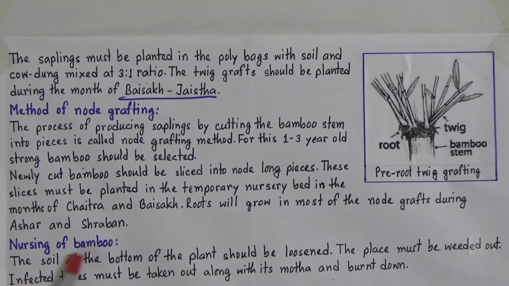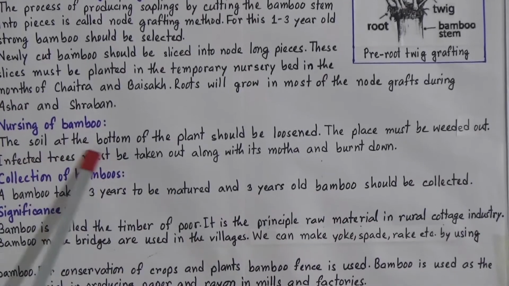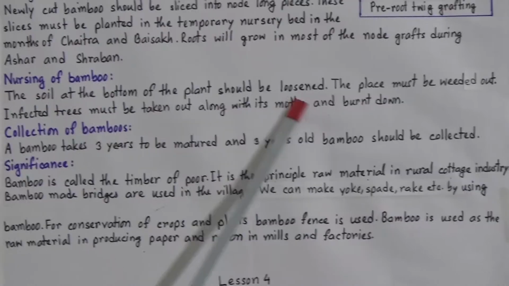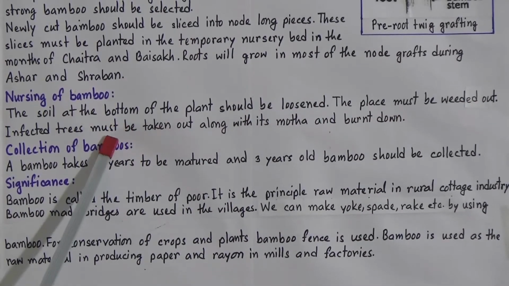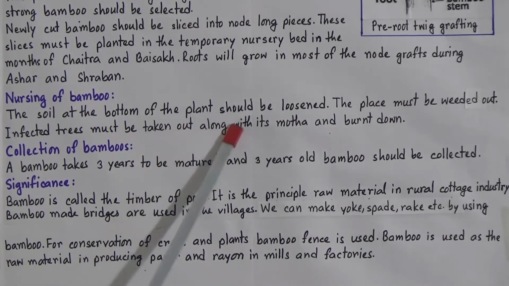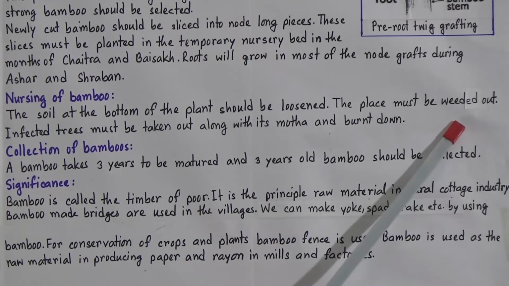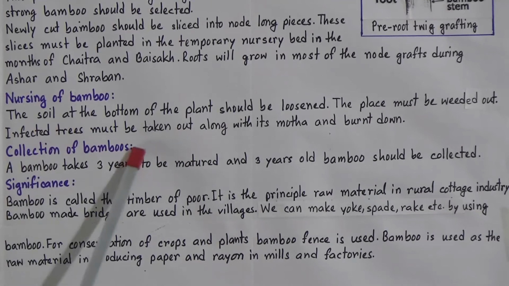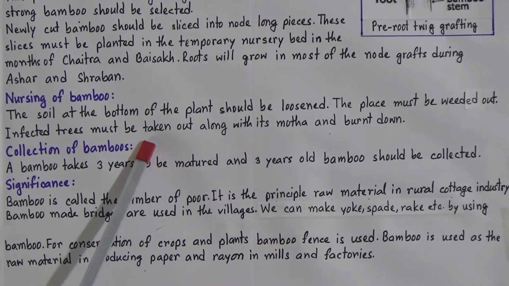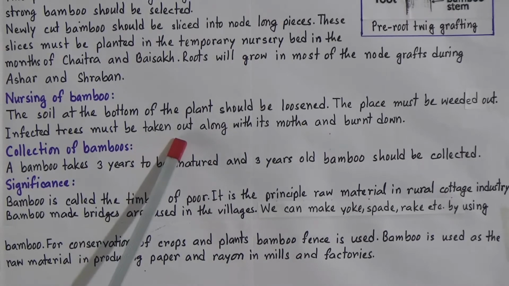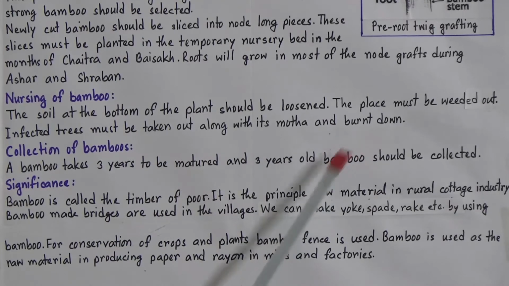Now the nursing of bamboo. The soil at the bottom of the plant should be loosened, and the place must be weeded out. So where we plant the bamboos, this place must be weeded out regularly, and infected trees must be taken out along with the roots and burnt down. So if any bamboo plant gets infected, we will cut it down and then we will burn it.